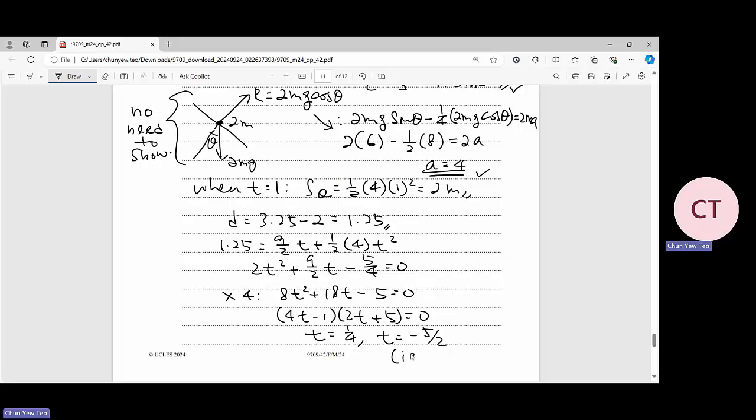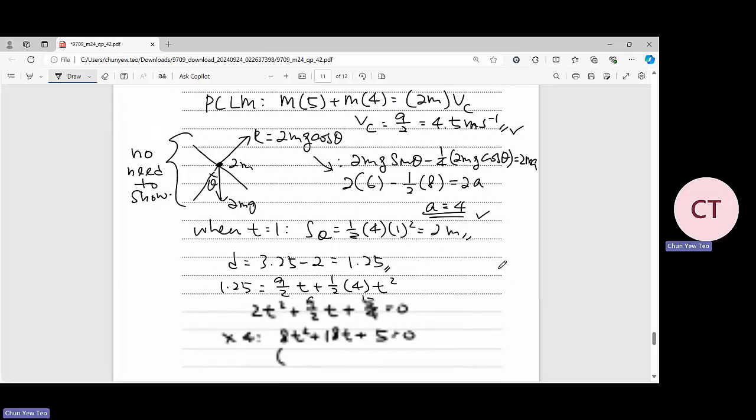Obviously, the time cannot be negative. We ignore the negative t. Okay, so therefore, the time will be t equal to 1/4 second. Okay, so this will be the answer for question number 7C.